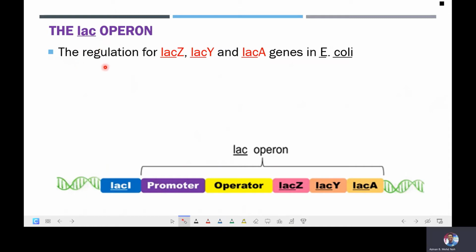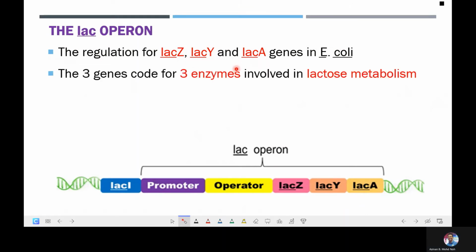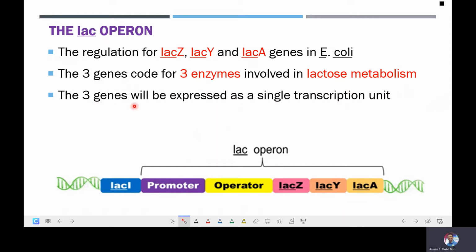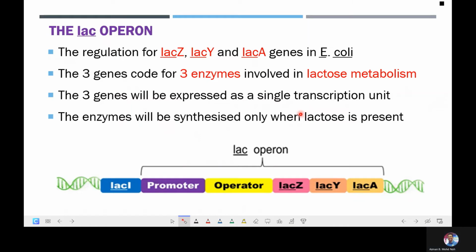This is the regulation for the expression of these three genes in the bacteria known as E. coli. The three genes that are involved will be the LacZ gene, the LacY gene, and the LacA gene. The three genes will code for three important enzymes that will be involved in the metabolism of lactose. And the three genes will be expressed together as one single transcription unit. And the enzymes will be synthesized only when lactose is present.